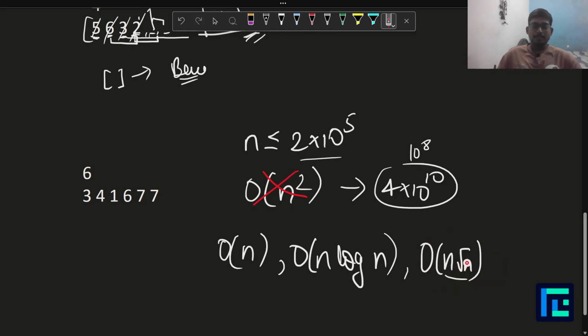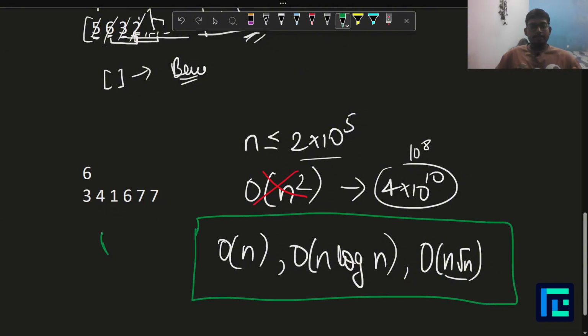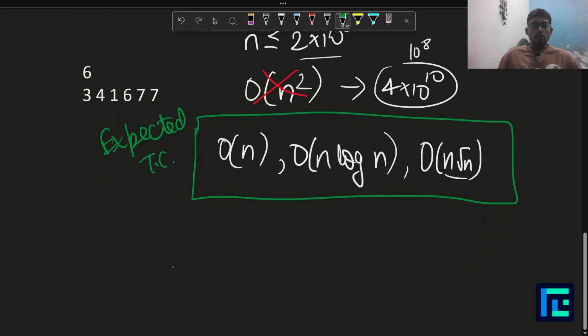If you can get some logic where there's n root n, that would also be fine for this problem. But majorly we get complexities like n, n log n, or n log n squared. Those complexities would be accepted here, so you can understand that by reading the constraints of the problem. These would be our expected time complexities. Now let's look at this problem and find some logic for how we can do it in some order of n time.